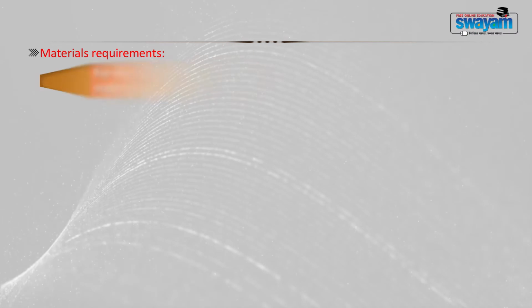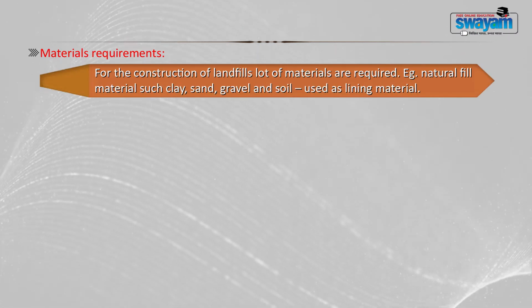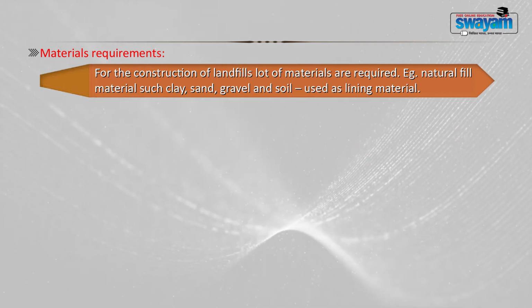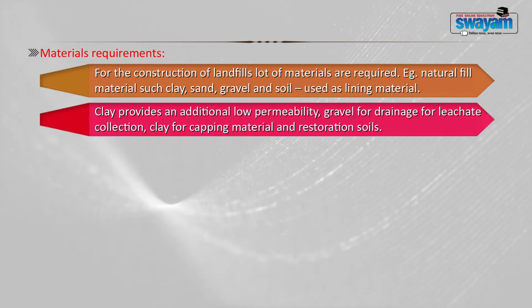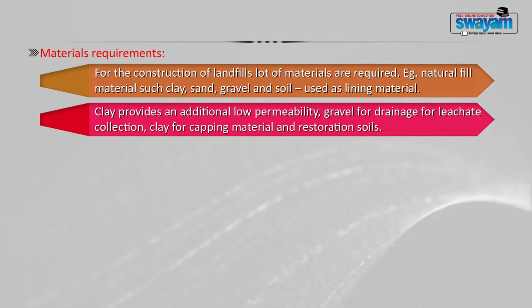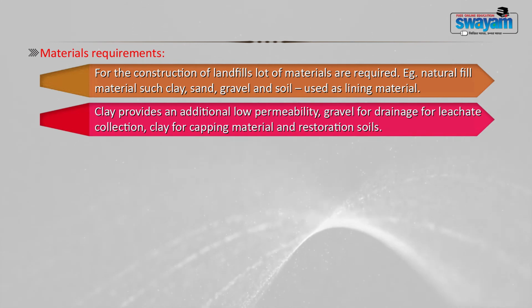The next factor that you should consider while designing a landfill is the material requirement. Now, you need a lot of material for constructing a landfill. So, the material availability in the nearby area or in the close vicinity should be considered. For the construction of landfills, a lot of materials are required, like natural clay, sand, gravel and other soil, which are generally used as lining material. Now, the clay generally provides additional low permeability, gravel for drainage and leachate collection system, clay for capping material and restoration soil. So, these are the general materials which are required.